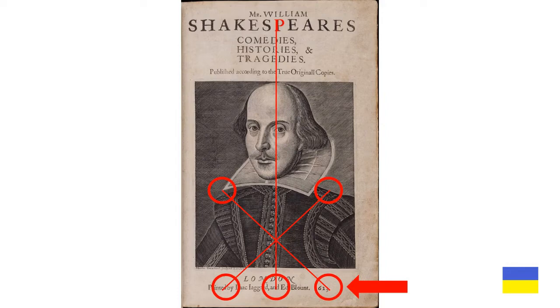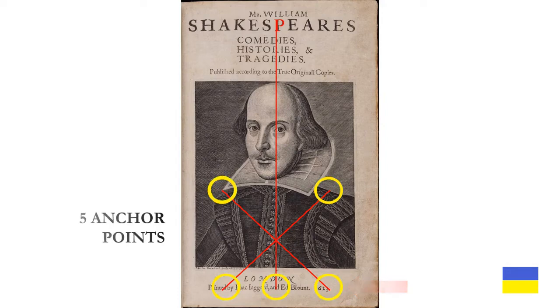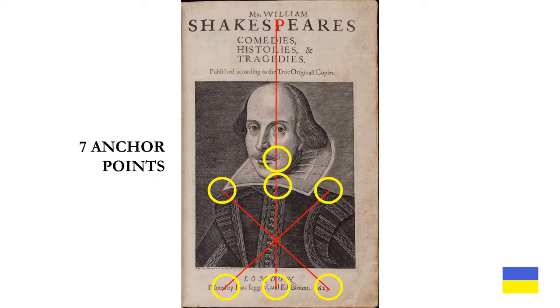This gives us 5 anchor points, just like we had in the 1609 title page of the Sonnets. And then when we add these 2 points here, we get 7 anchor points.